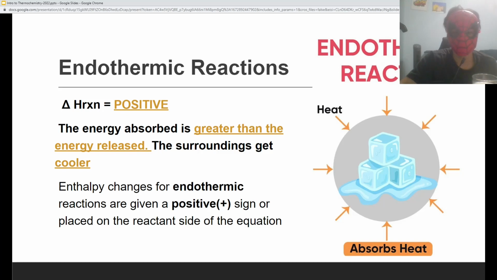In this slide, we are discussing endothermic reactions, which are chemical reactions that absorb energy in the form of heat. Endothermic reactions have a positive enthalpy change, which means that the energy absorbed by the chemical reaction is greater than the energy released. The excess energy is transferred from the surroundings to the system, causing the surroundings to get cooler.